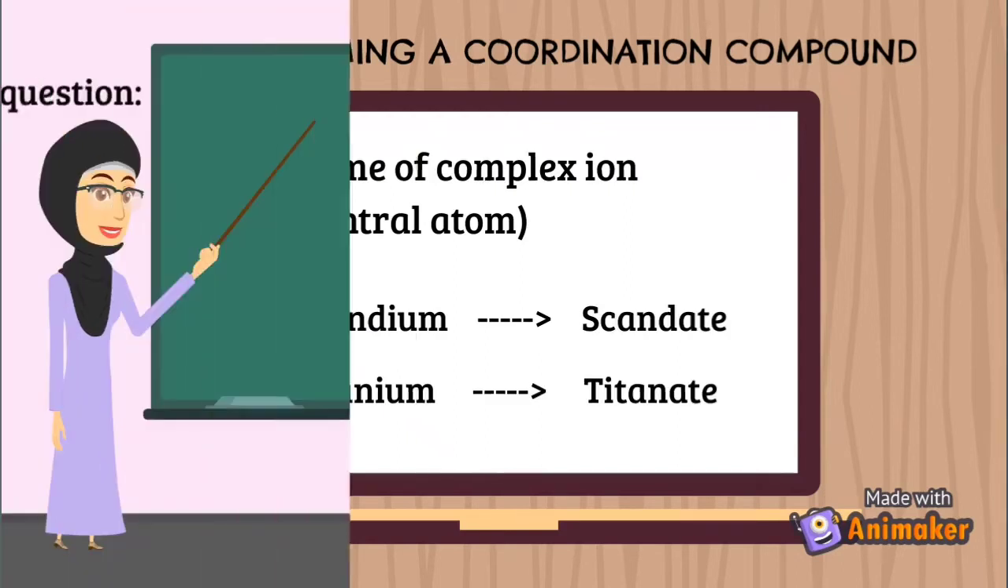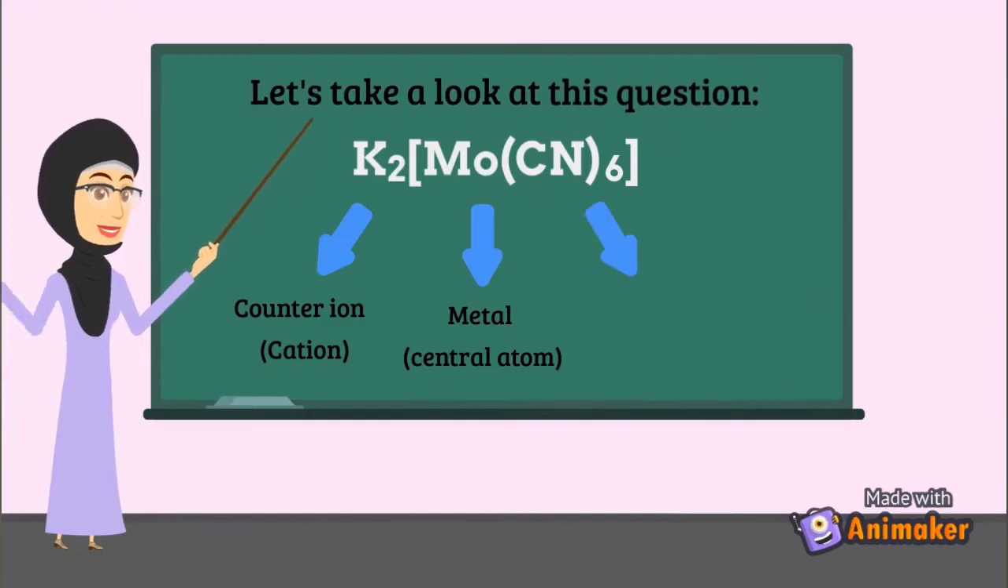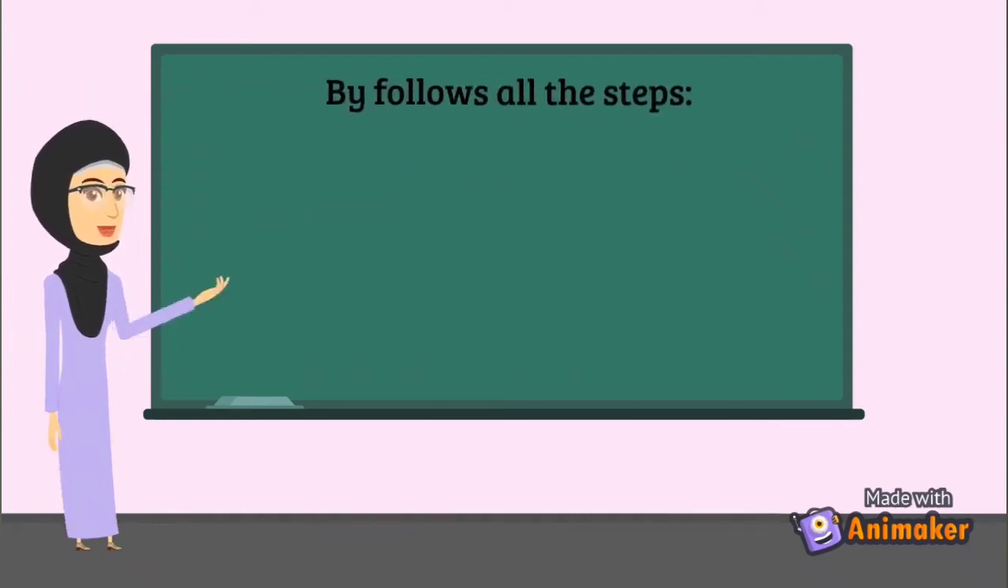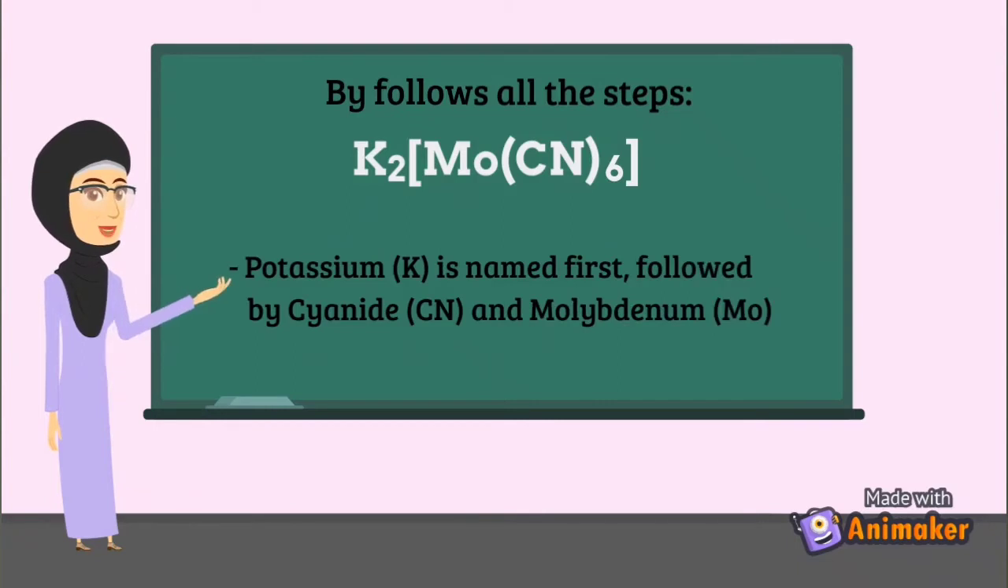Now let's take a look at this question. The counterion is a cation, so it's named first. Molybdenum is the central atom, and cyanide is a monodentate ligand. The potassium atom has a positive 1 charge, while cyanide has a negative 1 charge. Potassium is named first, followed by cyanide and molybdenum.